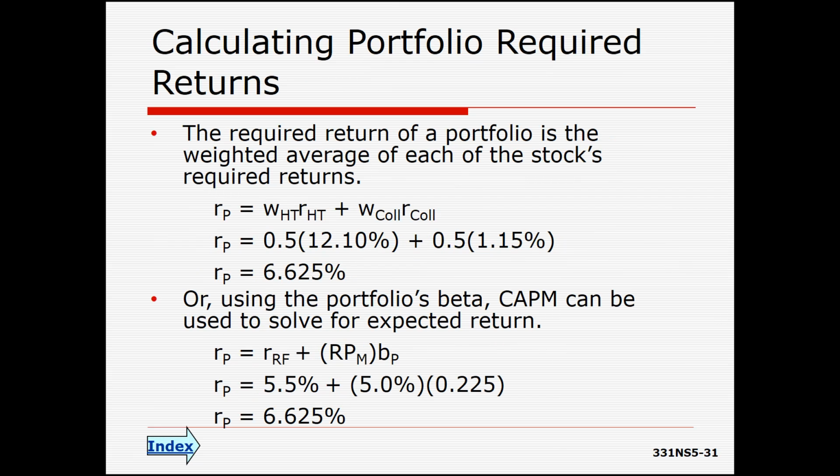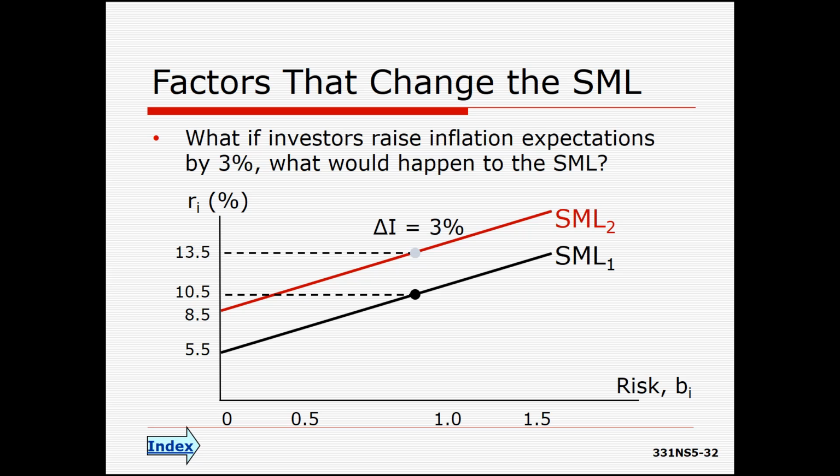We can find the required return on our portfolio in two ways. First, the required return on the portfolio is a weighted average of the required returns on the two assets. Since it's 50-50, it's a simple average. Second, we could use the portfolio beta in the CAPM equation: 5.5% plus 5% times 0.225 equals 6.625%. Same answer either way.